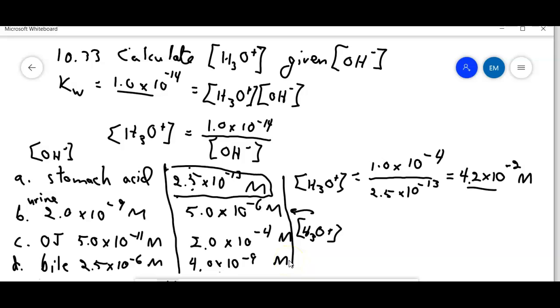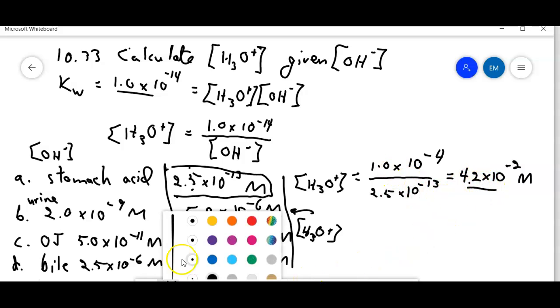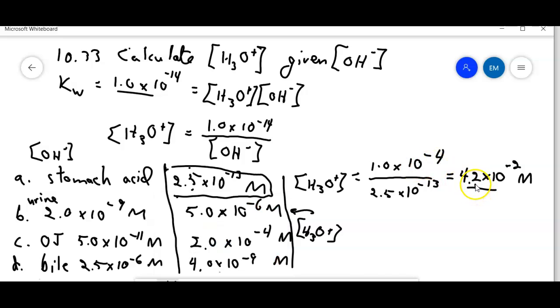Now, I'm going to go back and check my work for the stomach acid, which was A, 4.0. Let me do that. Okay, I went through this. I recalculated this. This was a mistake. This indeed does come out to 4.0 times 10 squared. Wait a minute. Some of these are mistakes.